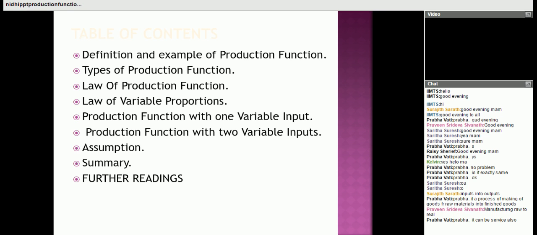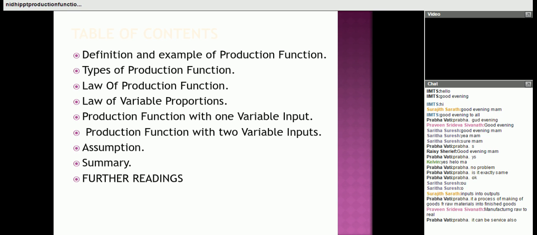Okay? And yes, Prabha, you are right. It also includes services, not only physical goods, but services like banking service, insurance service, railway service. That all will be a part of the production process. All right? So, basically, this topic tells us about the production function of any firm. And this production function means converting the raw material into finished product.